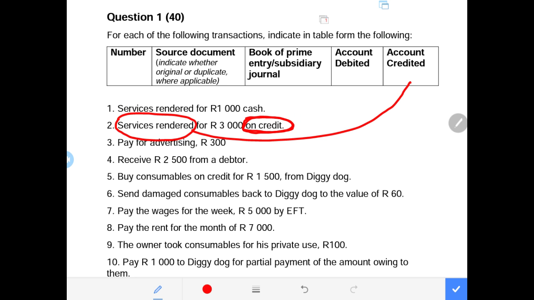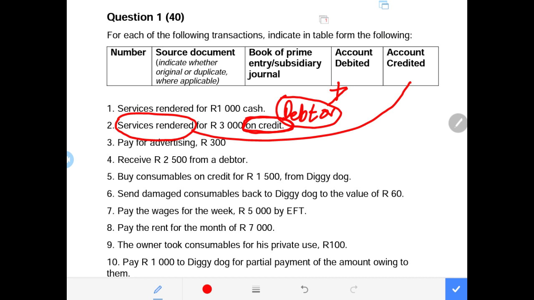Therefore, if we are rendering a service to a customer or we sell a product to a customer on credit, that means the customer does not pay us. Therefore, the customer who has not paid us is called a debtor. So the account that will be increasing on the debit side will be a debtor. Remember, a debtor is an asset, and assets increase on the debit side. The more we sell something to a customer and the customer does not pay us, the more the customer's account will be increasing, because the customer is not paying us.